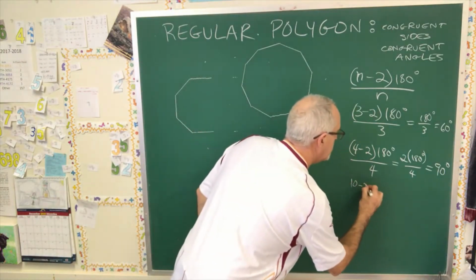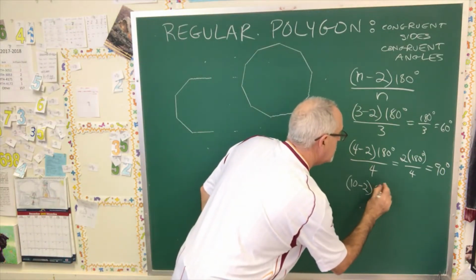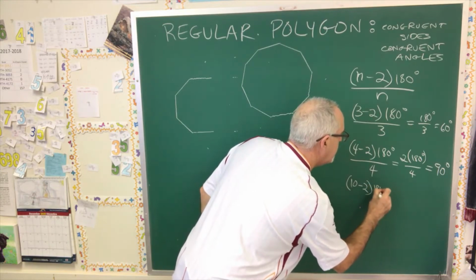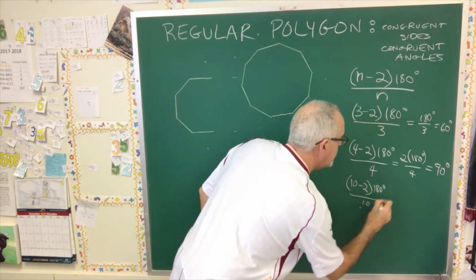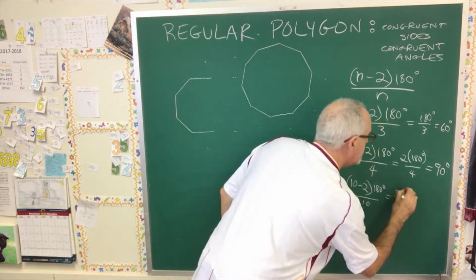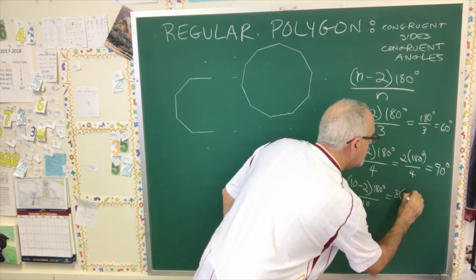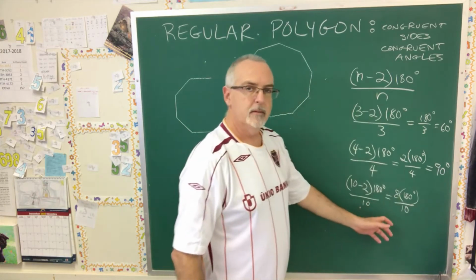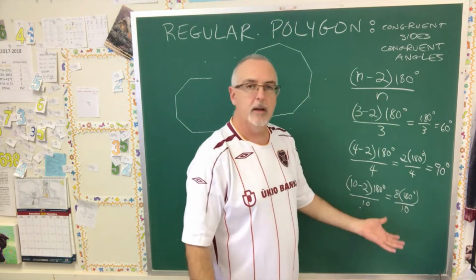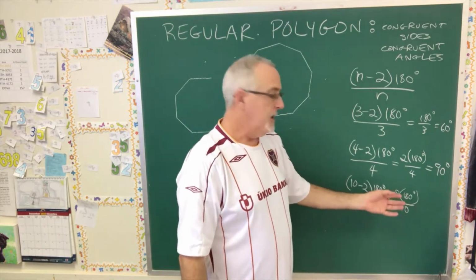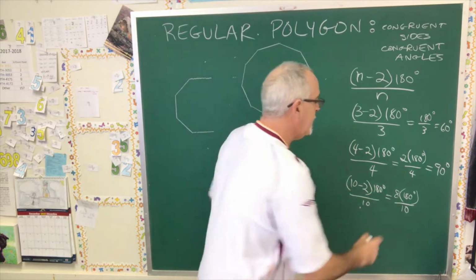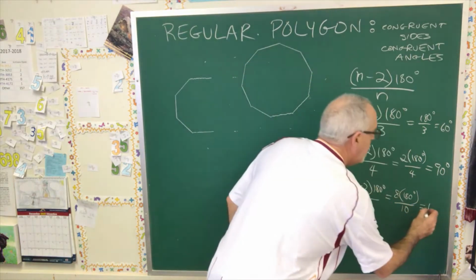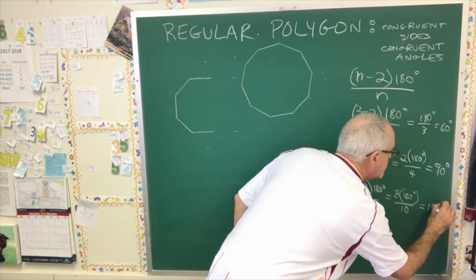(10 minus 2) times 180 over 10 equals 8 times 180 over 10. I'll do this quickly. 8 over 10 is 4/5. 4/5 of 180 is 144 degrees.